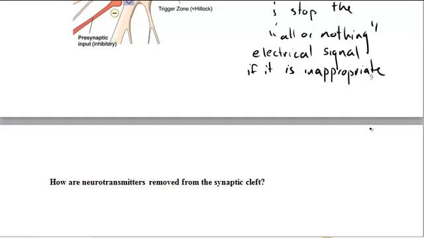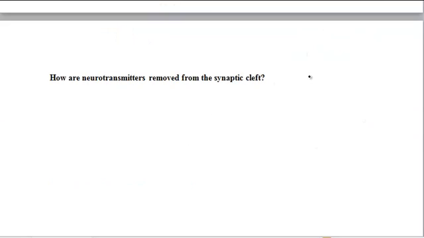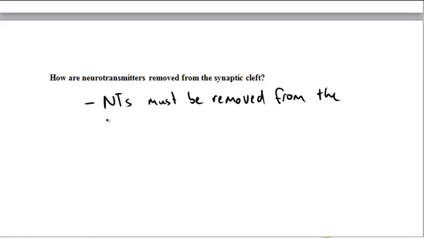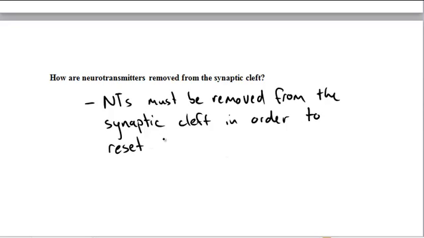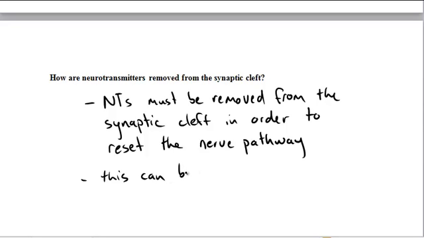Now, if we want to be able to reset a nerve pathway, we need to be able to remove neurotransmitters from the synaptic cleft. So NTs must be removed from the synaptic cleft in order to reset the nerve pathway. This can be done in one of three ways, the first being the least effective.